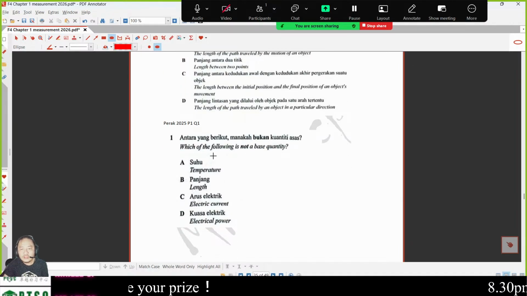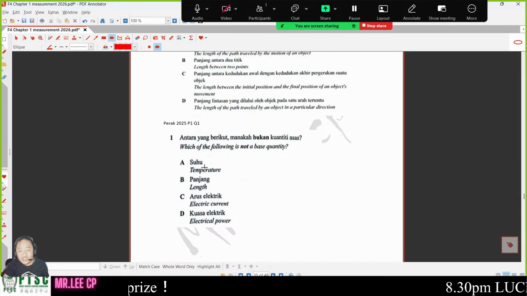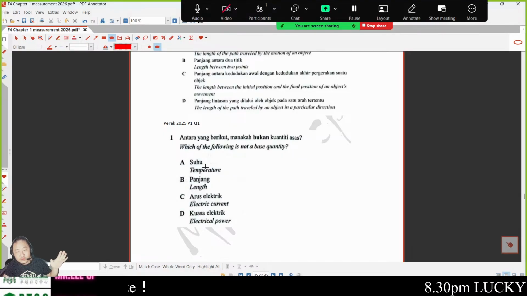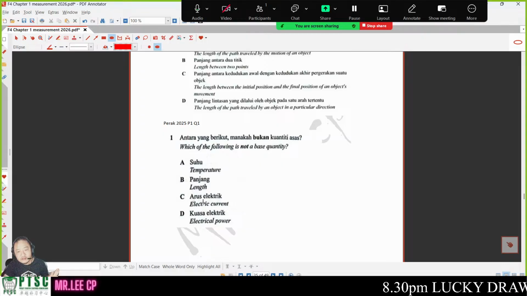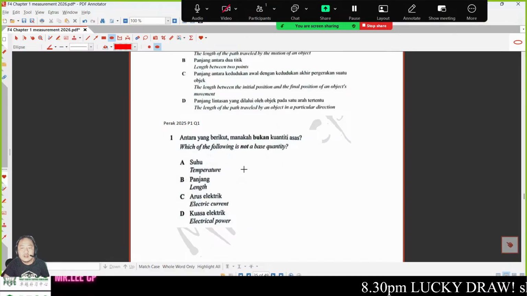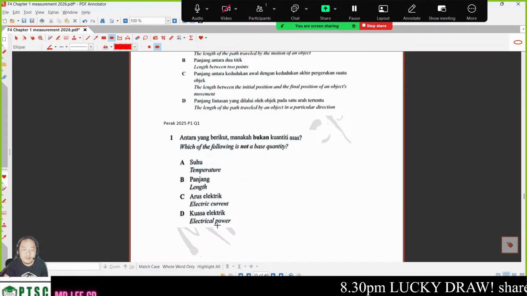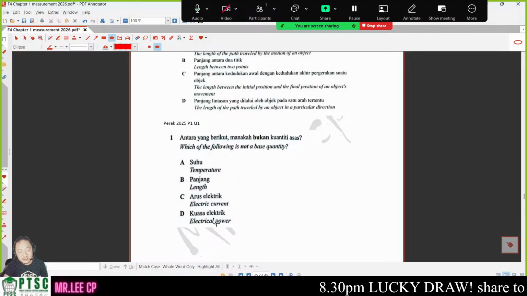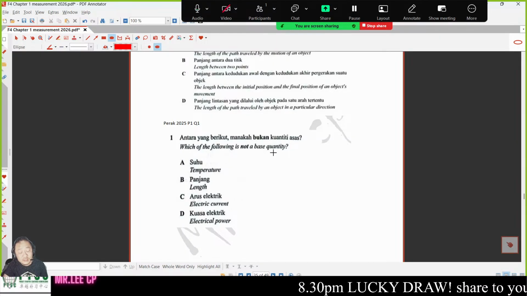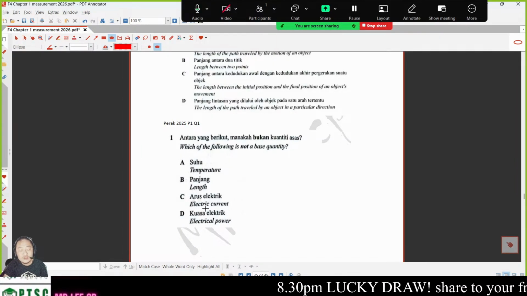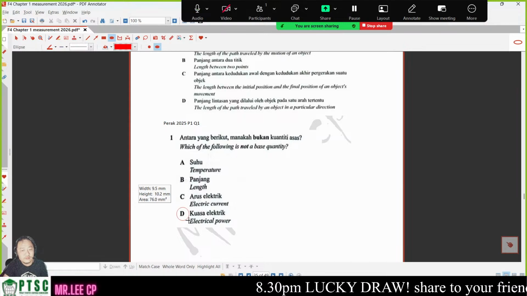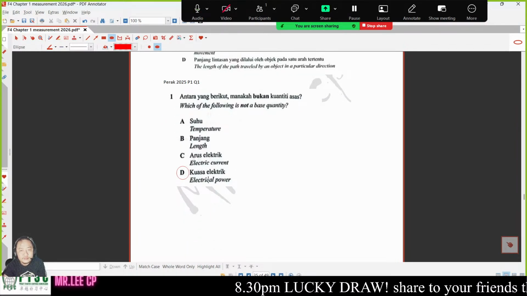Okay. Which of the following is not a base quantity, meaning a derived quantity? So that's 7, I asked you to memorize. Temperature? Yes. Length? Yes. Electric current? Yes, base quantity. So I want the not-base quantity. Power. Teacher, electric current, is it a base quantity? Yes. Current? Yes. Power? No. Power is out. Right? Be careful.